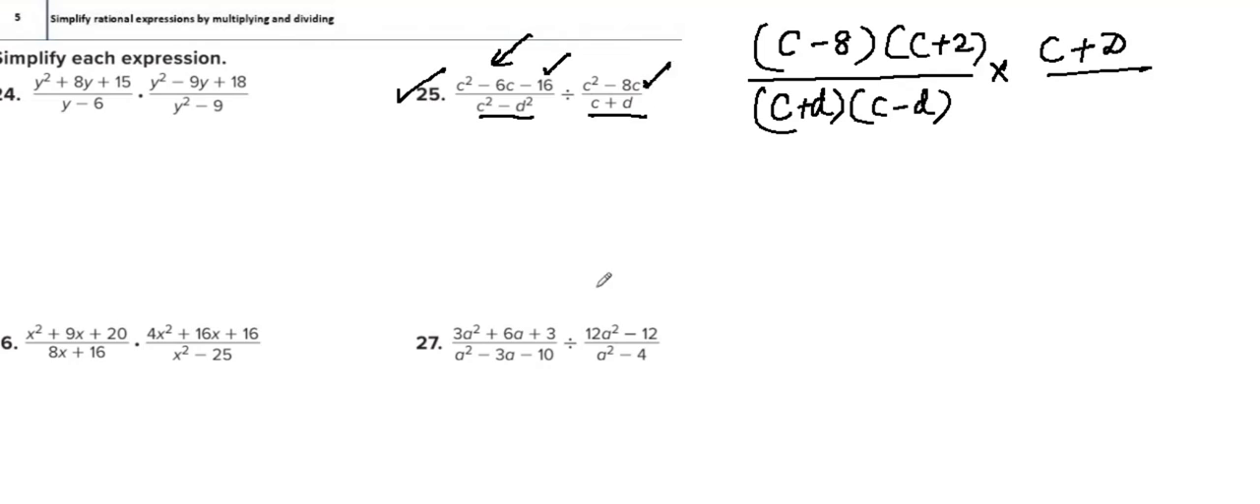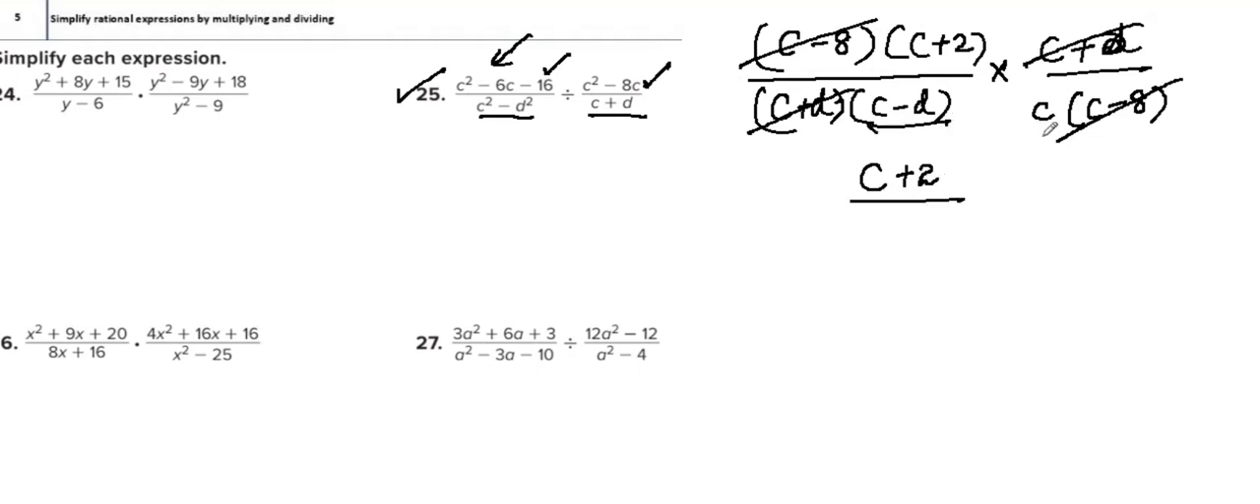and here c is common, you can take c common. If you take c common, it will be c minus 8, so cancel out the same terms, c minus 8 here, c minus 8 here, c plus d here, c plus d here, this is small d, c plus d cancel out. So your answer is c plus 2 is left, c minus d is left, and c left. So this is your answer. If you multiply c inside, it's okay. If you don't want to, it's okay.